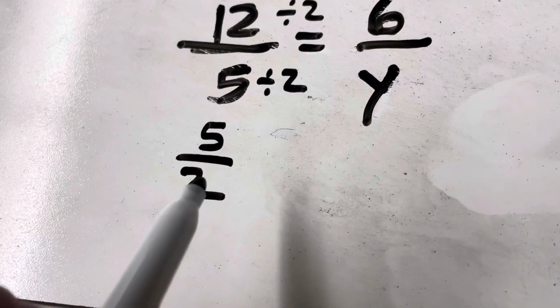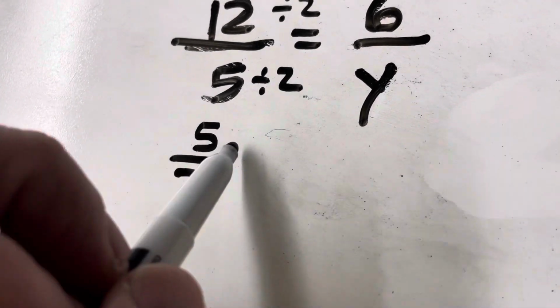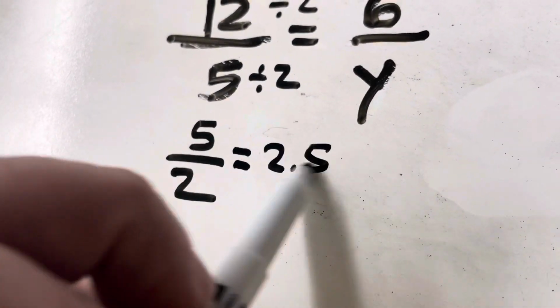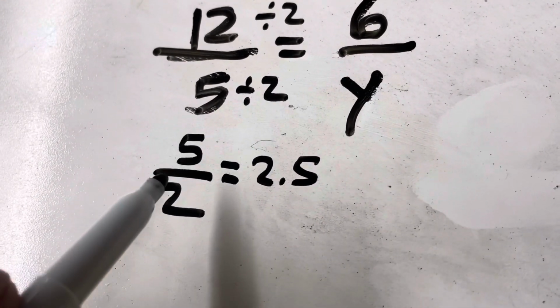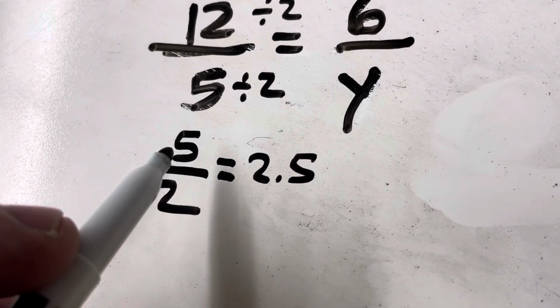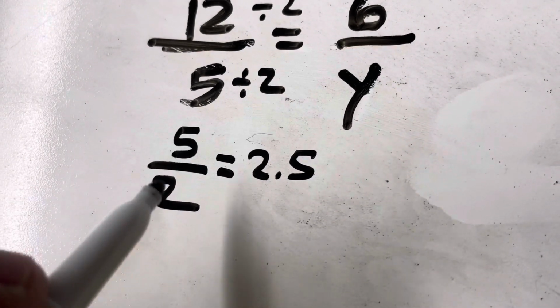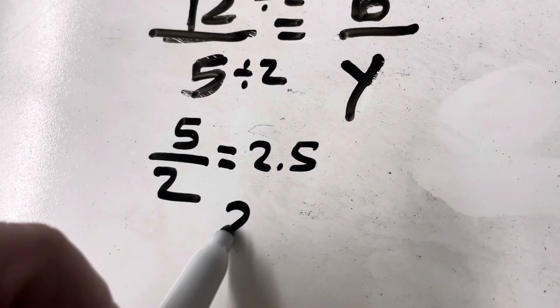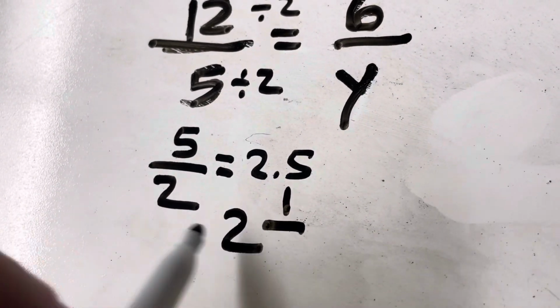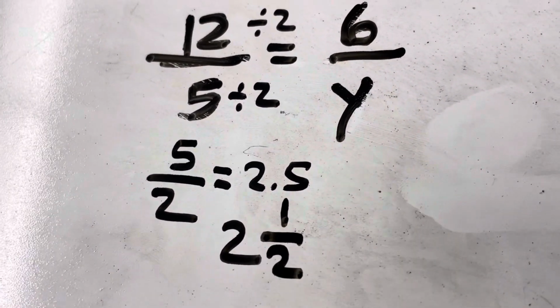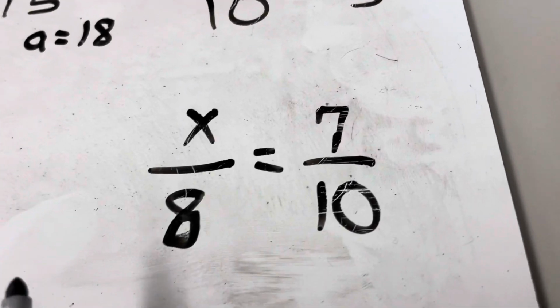If you actually plug 5 divided by 2 into your calculator, it might tell you that it equals 2.5, and that's okay. Or I can also turn it into a mixed number. 5 divided by 2: 2 can go into 5 twice, and if I take 2 into 5 twice, there'll be 1 left over. So I get 2 and a half, or 2.5.